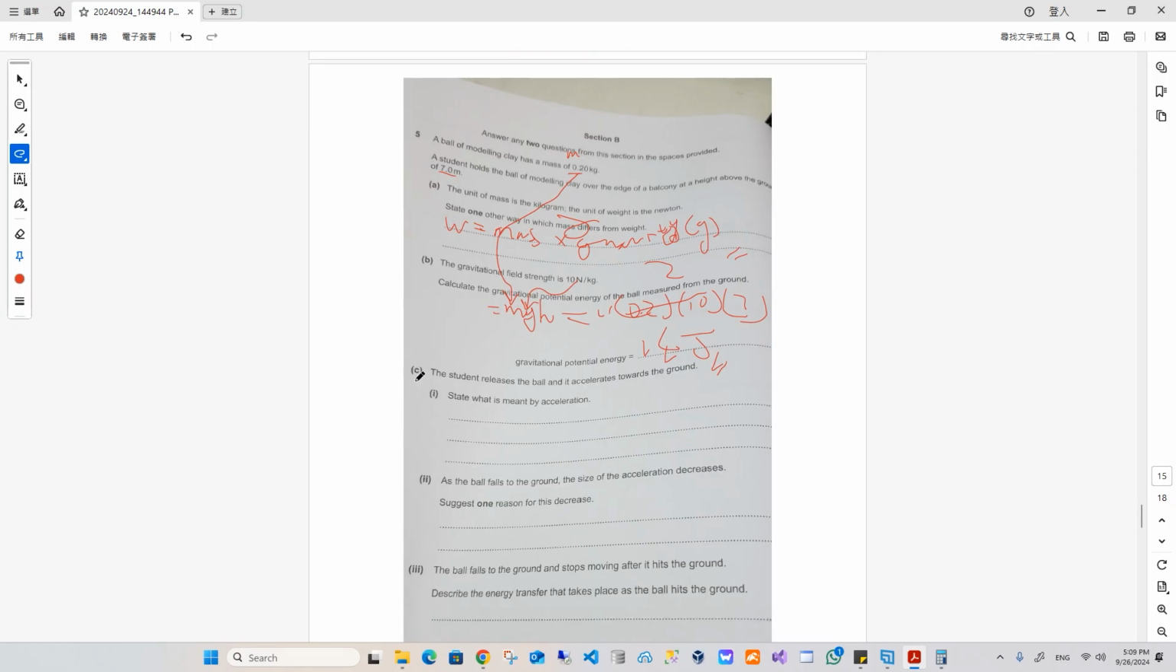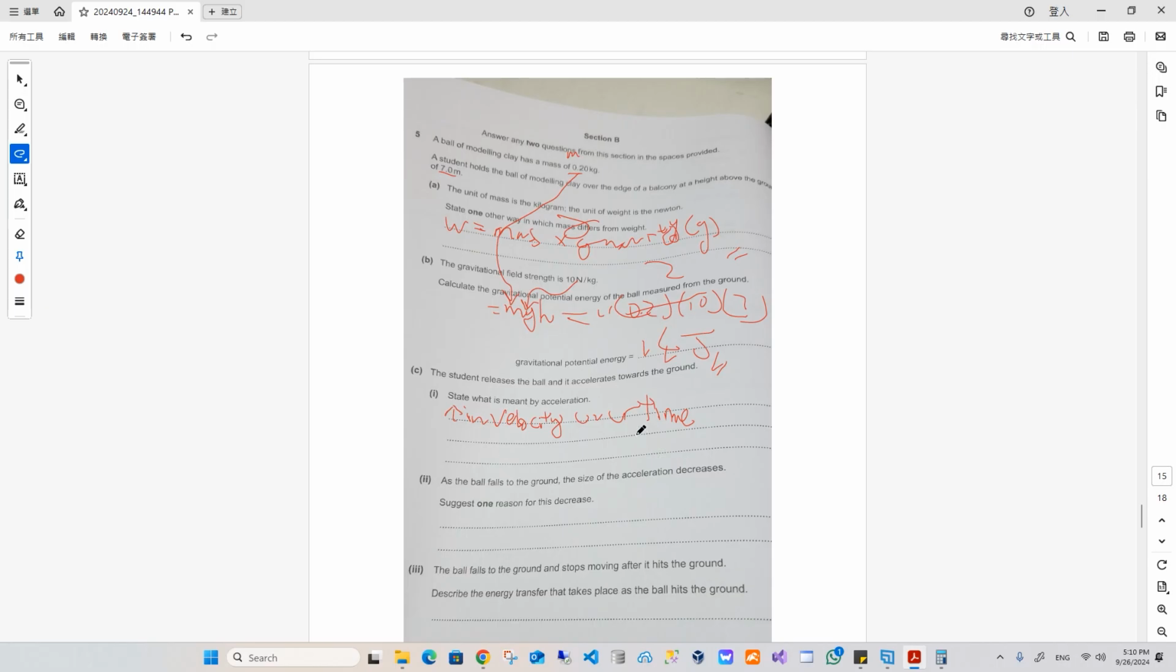The student released the ball and accelerate toward the ground. State the meaning of acceleration. Acceleration is the increase in velocity. In this case, actually it's just the change in velocity. Change in velocity means over time. Okay, we need time. Increase in velocity over time. In this case, it is accelerating.